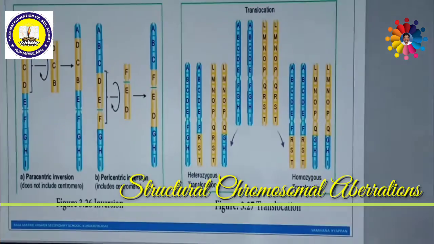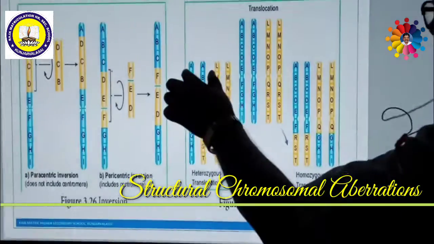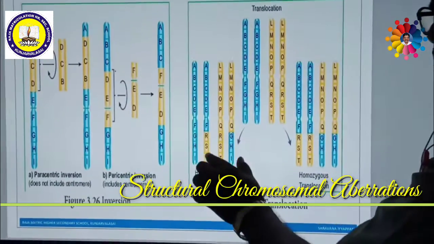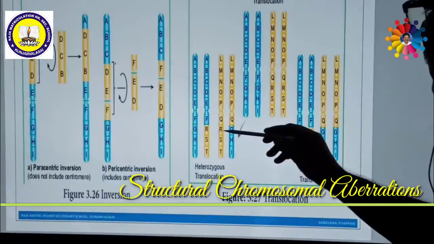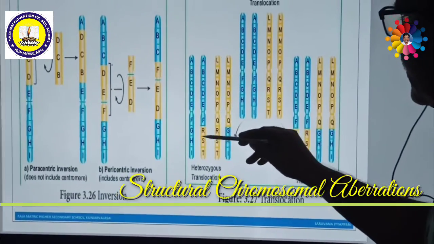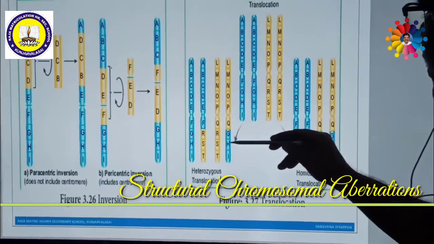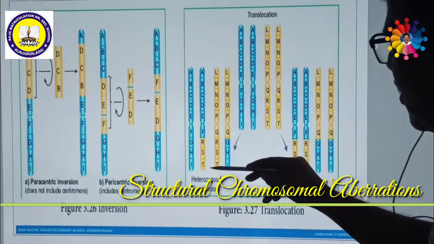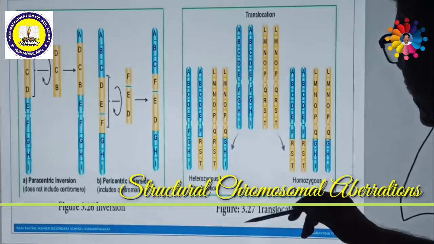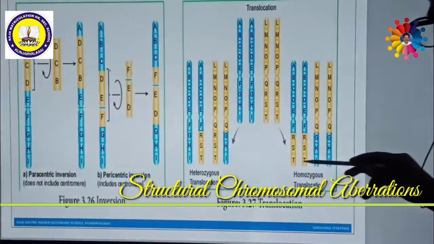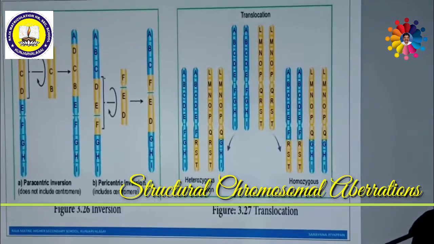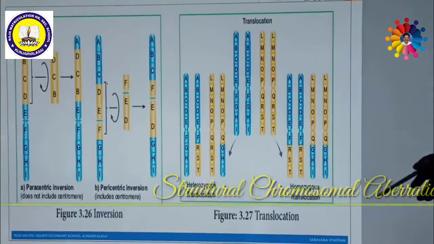But in the heterozygous, one chromosome is non-recombinant and the other two chromosomes are recombinant. So this is non-recombinant, and these are recombinant. If recombinant as well as non-recombinant translocation are mixed together, this is called heterozygous. Here, the translocation is completely recombinant, hence it is called homozygous translocation.